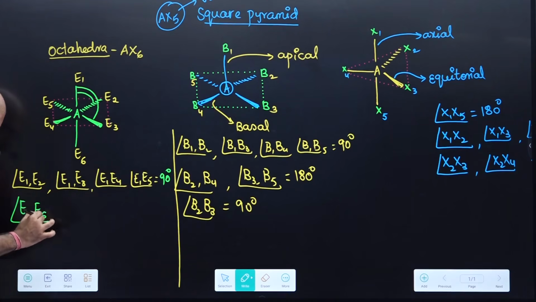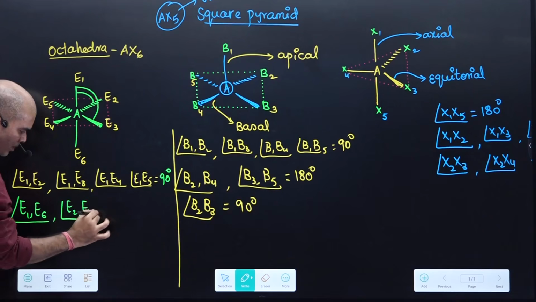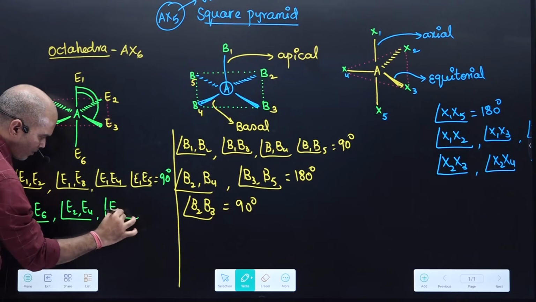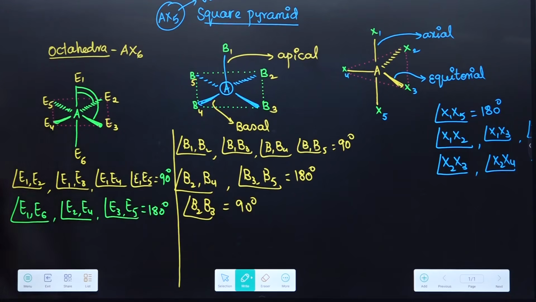E1 to E6 or 2 to 4 or 3 to 5, 180 degree. So only 2 bond angles. One is 90 degree, one is 180. E1, E2, same E6 with E2, 3, 4, 5, 90 degree.